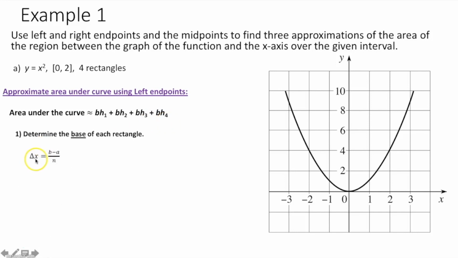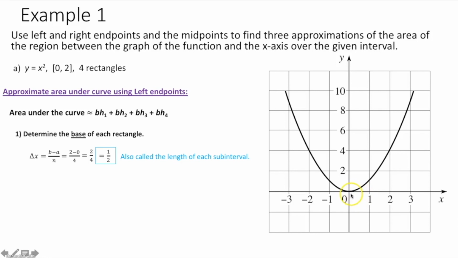We find that by using our formula, delta x is equal to b minus a over n. And we said our a value is 0, our b value is 2, and our n, the number of subintervals, is going to be 4. We plug those in, we simplify, we end up getting that the base of each of these rectangles is going to be equal to 1/2. This is also going to be the length of each of our subintervals.